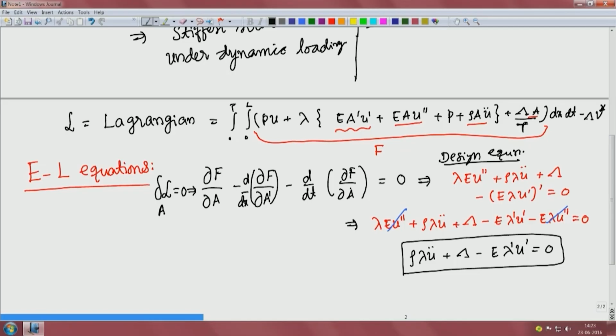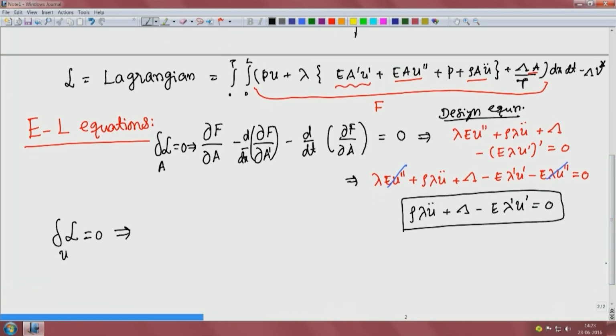So, now if we write the variation with respect to u and equate it to 0, we get the adjoint equation. Okay. Now, we got the design equation, we need to write the adjoint equation, and I see that I forgot this t, that will be lambda by t.